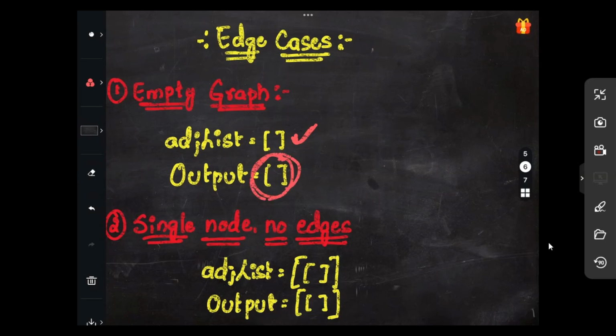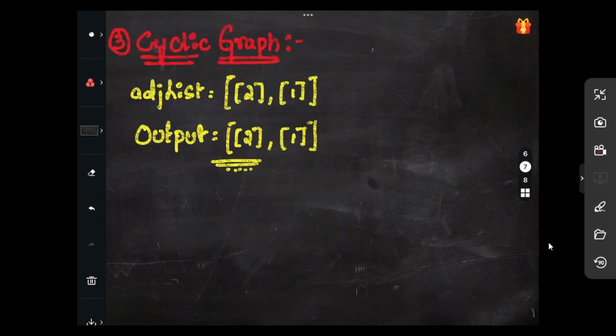Let's come to the second example. In this case, it is for the single node, no edges. We don't have any edge here, we have a single node, right? One node with no neighbors is cloned alone. So the output will be an array within the array, an empty array within the array. This is fine. Let's move on with the third and the final edge case.